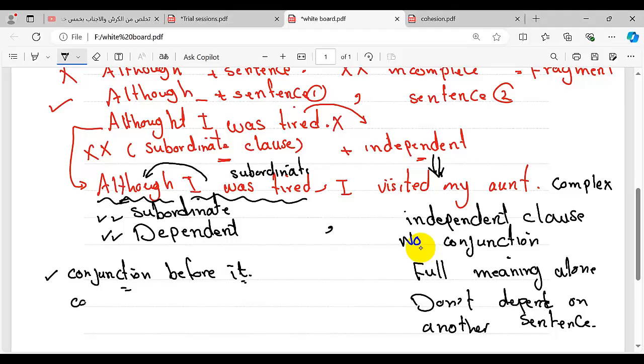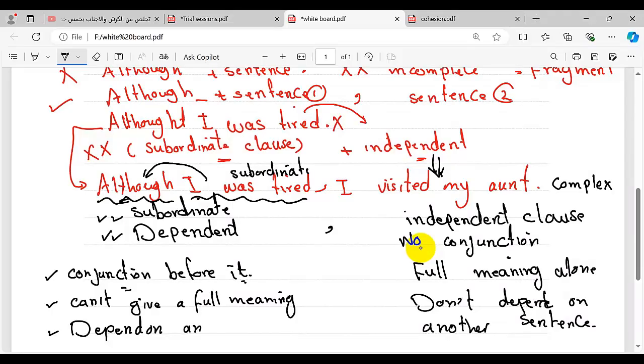Number two, it can't give a full meaning. This is rule number two. Number three, the sentence needs or depends on another sentence to give or to complete the meaning. If your sentence consists of one dependent clause and one independent clause, then your sentence is a complex sentence.